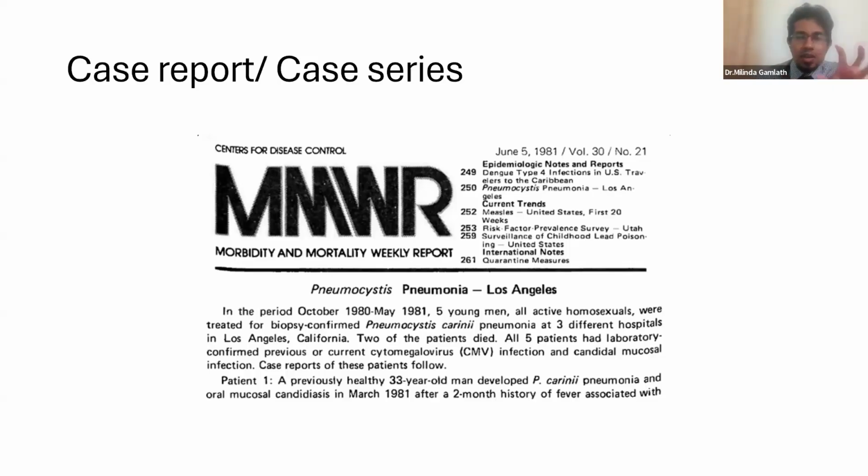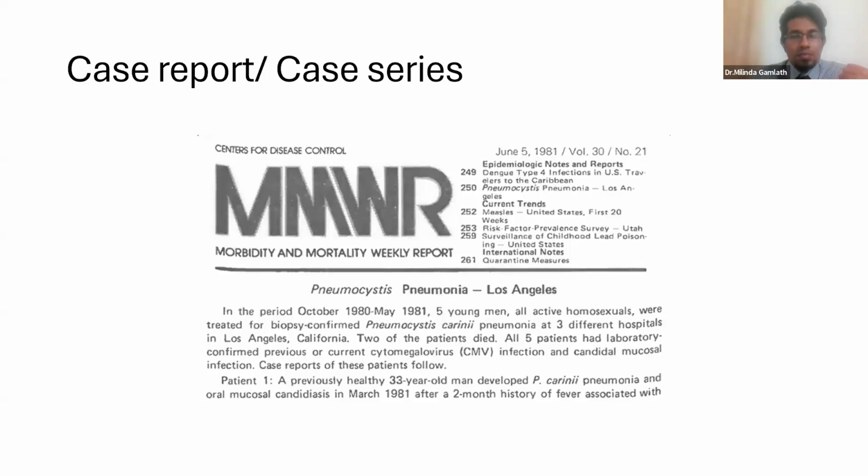So like I said, these sort of descriptive studies generate a hypothesis. Using this sort of case series, they came out with certain hypotheses, which they later tested and actually found out that the HIV virus is the cause for this acquired immunodeficiency.